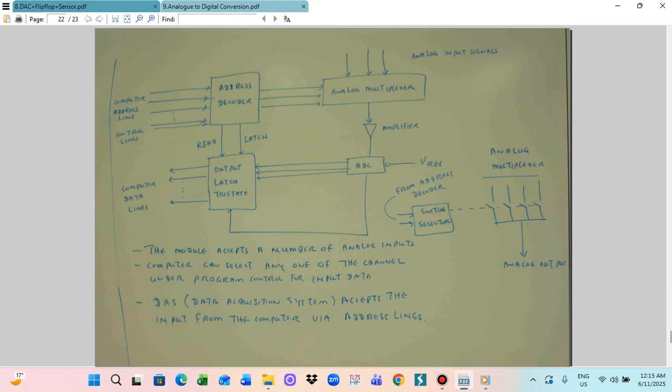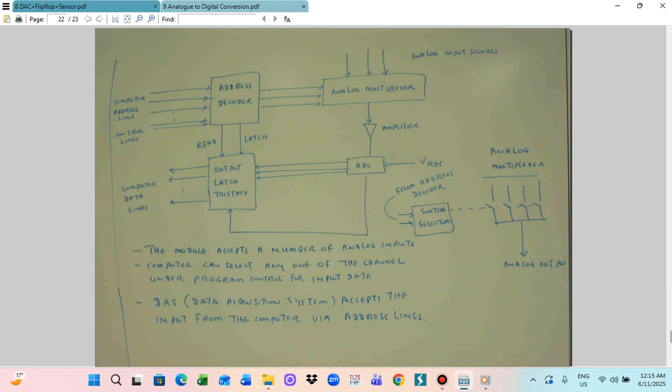This multiplexer is connected to the amplifier. The amplifier is connected to the analog to digital converter. Those bits come out, those bit lines come out, so this is the output data line. This ADC is also connected with this circuit, so they are enabled so that the data comes out onto the computer data line.